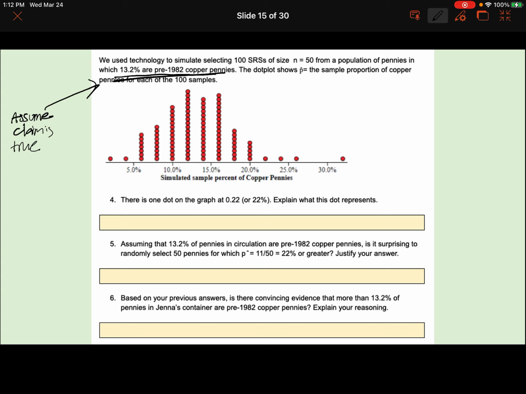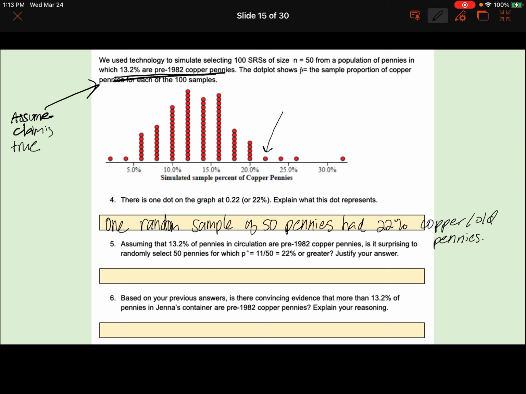Okay, so this is telling us for question 4, there is one dot at 0.22, aka 22% right there. What does this dot tell us? It tells us that one of the random samples of 50 pennies had 22% copper pennies. Copper or old pennies, pre-1982.